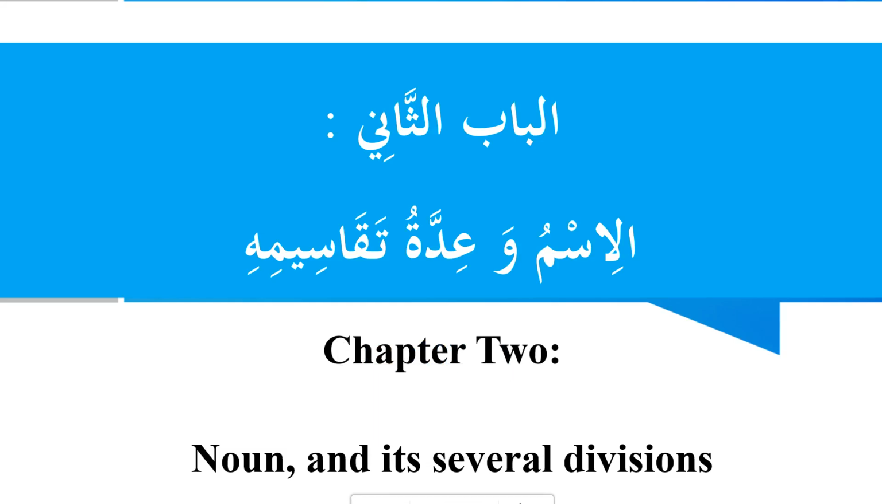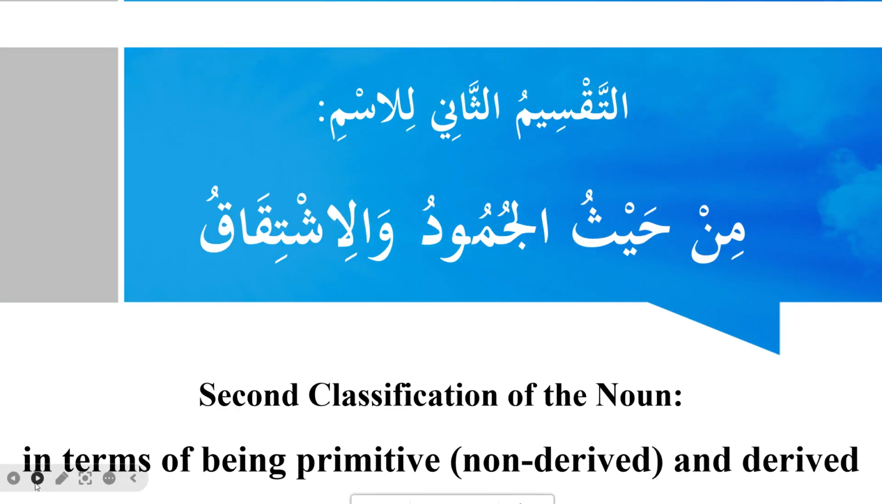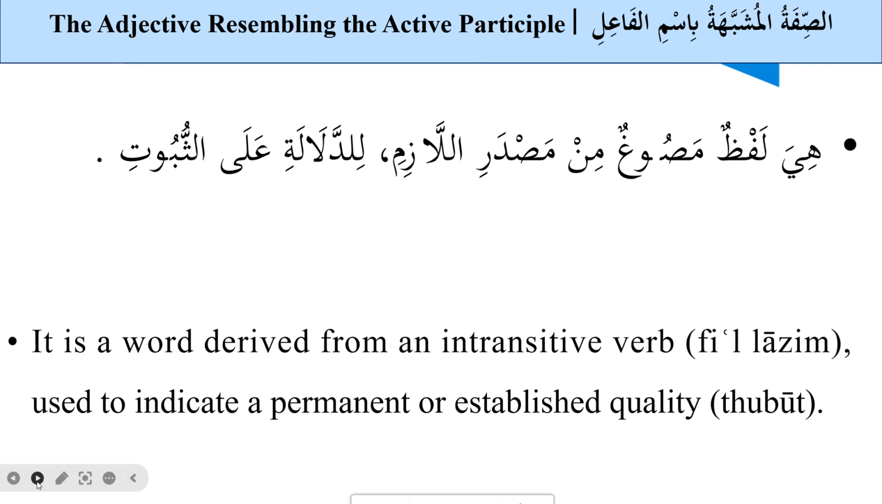For this week's Sorf, inshallah, we are going to look into one of the mushtaqat that is derived, now that we started in the last semester, and that is as-sifatul mushabbahatu bismil fa'il. What does this mean? It means the adjective that has a resemblance with the active participle. That is, adjective resembling the active participle, which is ismul fa'il. So what is the meaning of this as-sifatul mushabbahatu bismil fa'il?